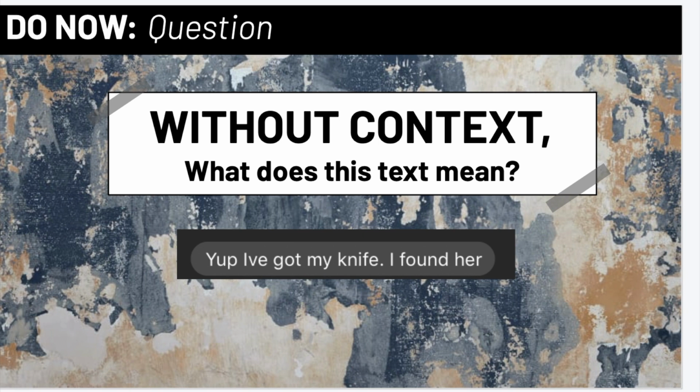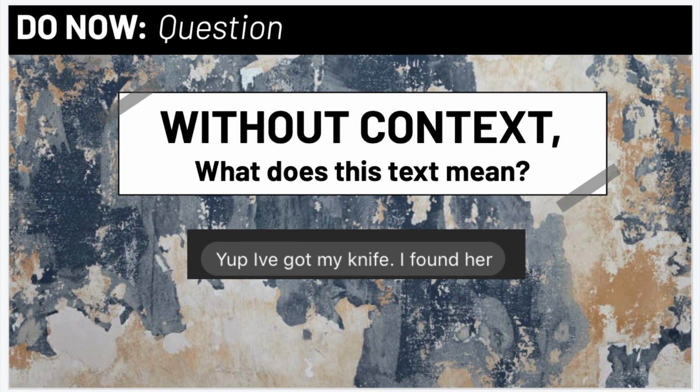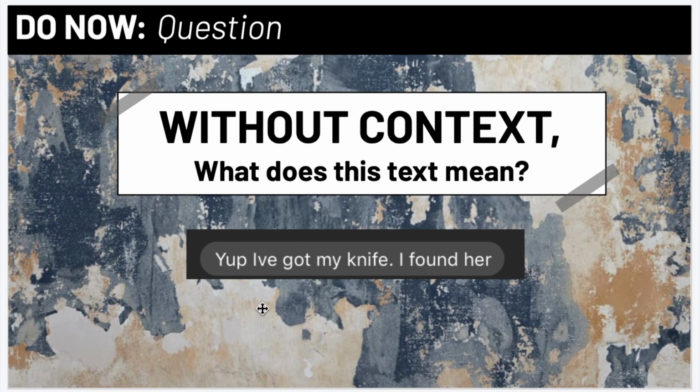For your do now, you're actually going to be looking at this specific question. Without context, what does this text mean? So you have no other information. What do you think this text is saying? The text says, "Yep, I've got my knife. I found her." So take a second, think about it. What do you think this might mean?